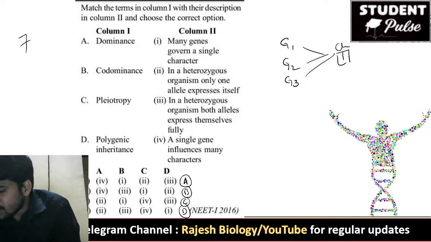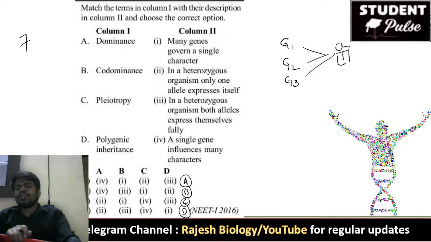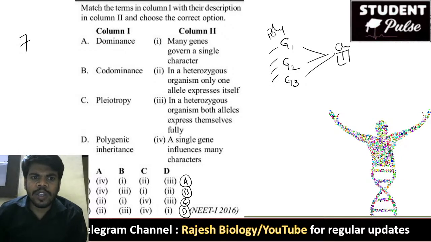So Lokesh says D. Lokesh, is that answer for question number 7 or question number 6? Can you confirm by mentioning the question number? Try to mention the question number. This is called polygenic inheritance, because more genes control one character. So D1.